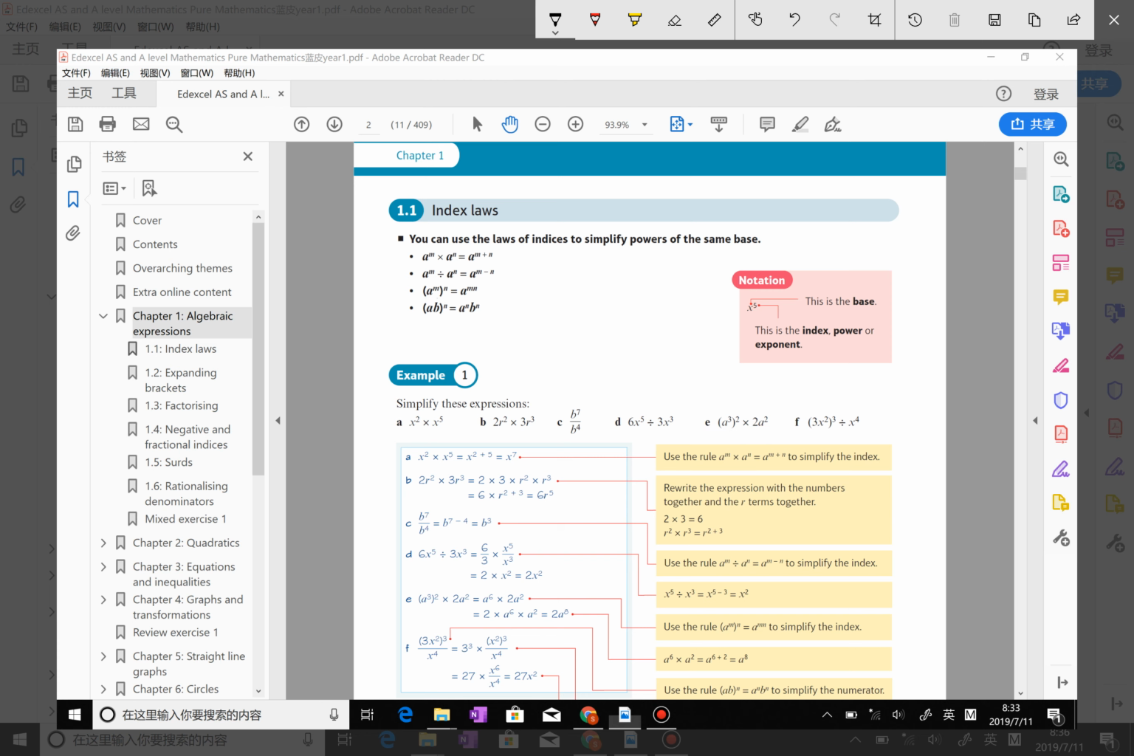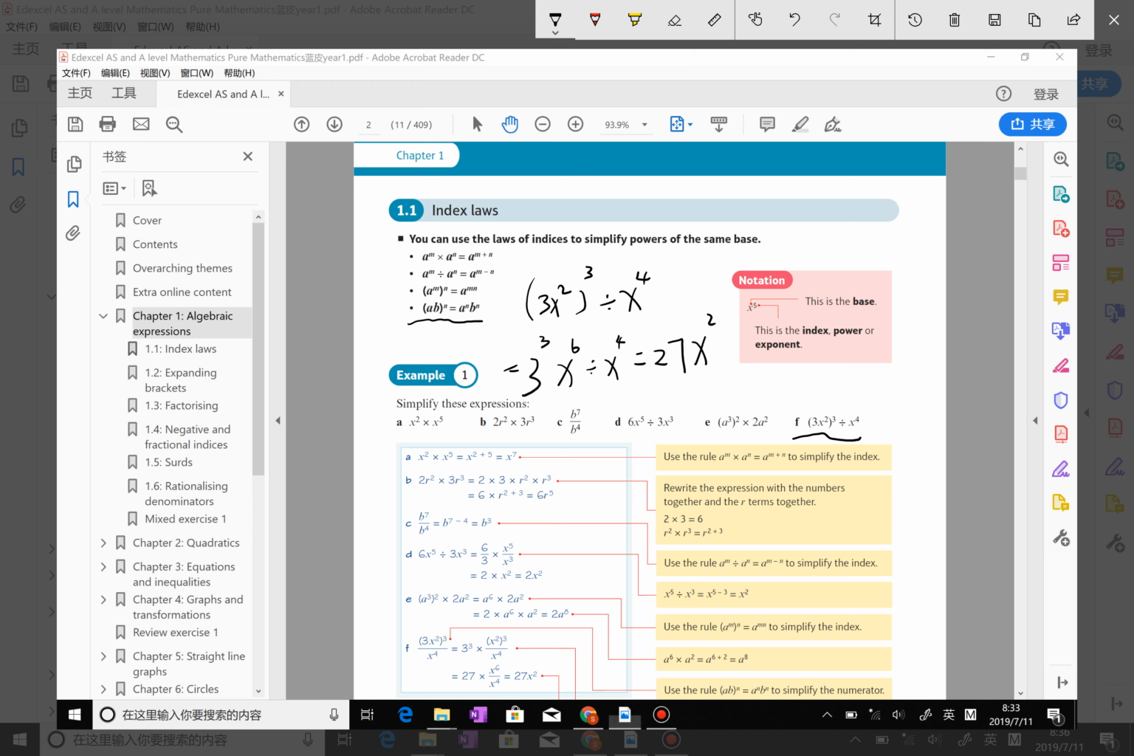Okay, so let's look at the last one. You have 3x squared bracket power to 3 divided by x power to 4. This uses the rule that a times b bracket power to n equals a power to n times b power to n. So we have 3 cubed, then x power 6 divided by x power 4, which equals 27x squared. This is the final answer.